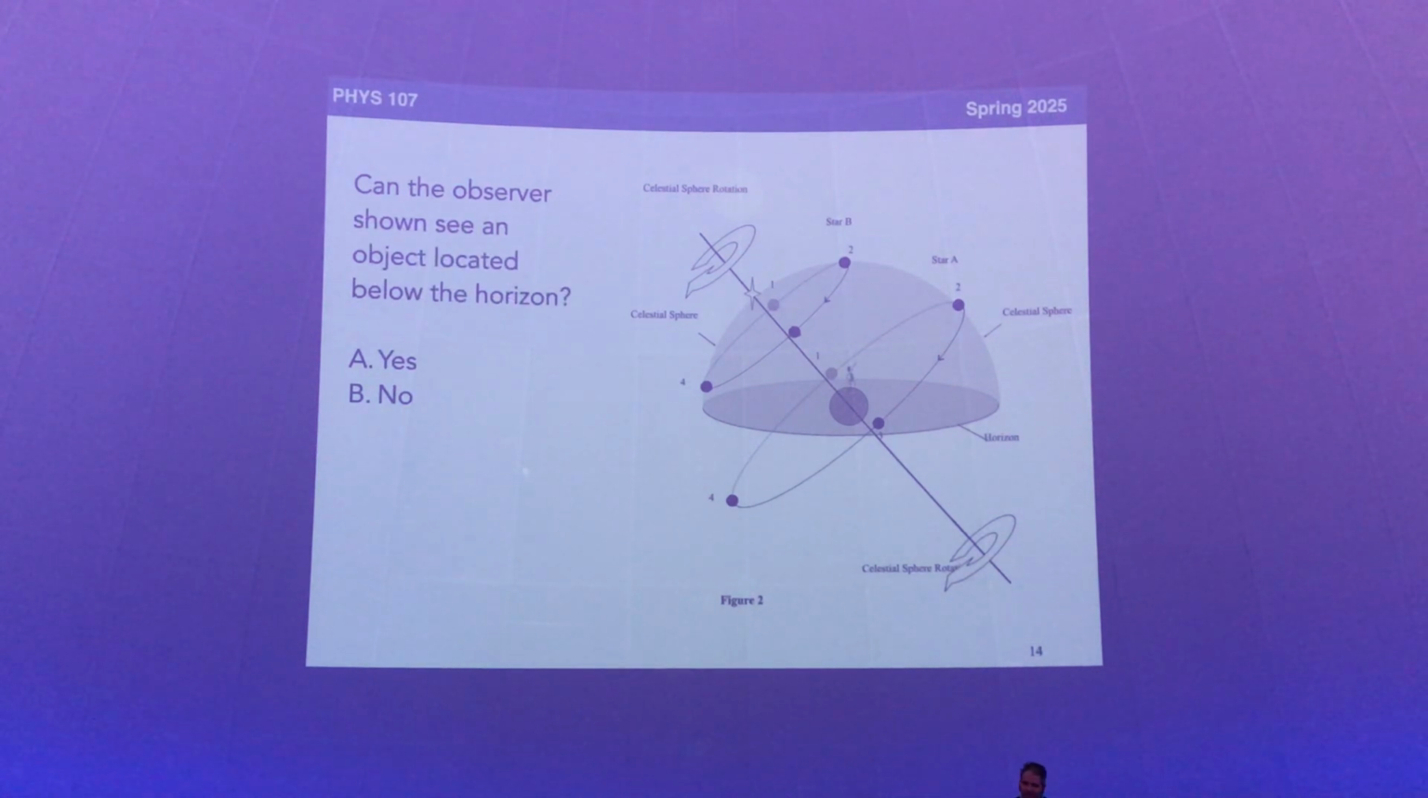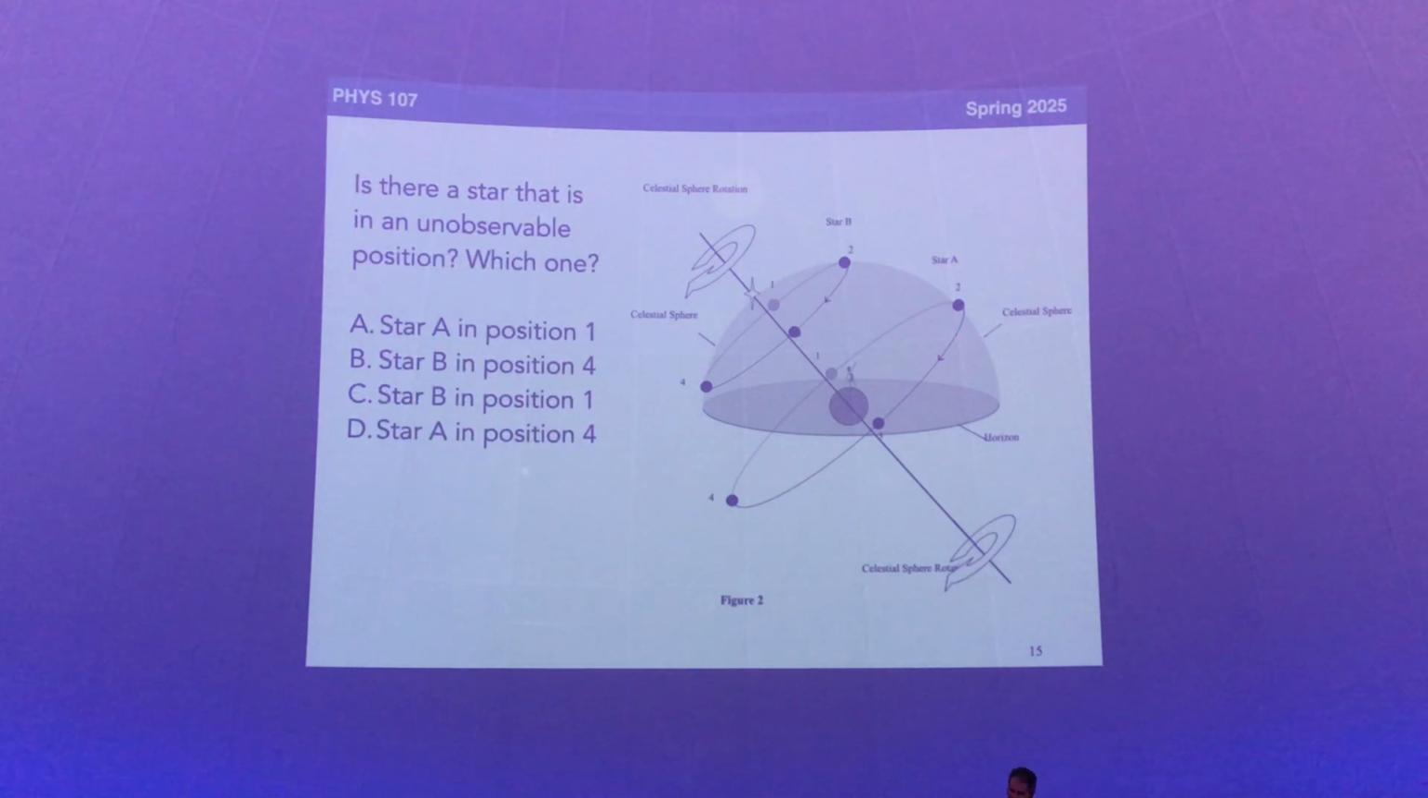So, can an observer see an object located below his horizon? Voting in 1, 2, 3. Yeah, absolutely. Yes, thank you. All right. So, if there's a star that's unobservable, is it star A in position 1? So here's star A, position 1. Star B in position 4. Star B in position 1, or star A in position 4. So which one of these is unobservable? 1, 2, and everybody's got them up already.